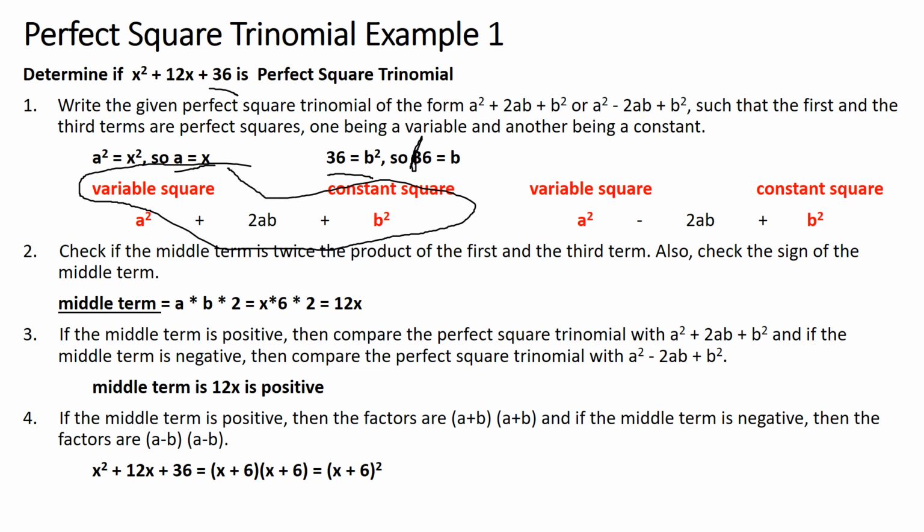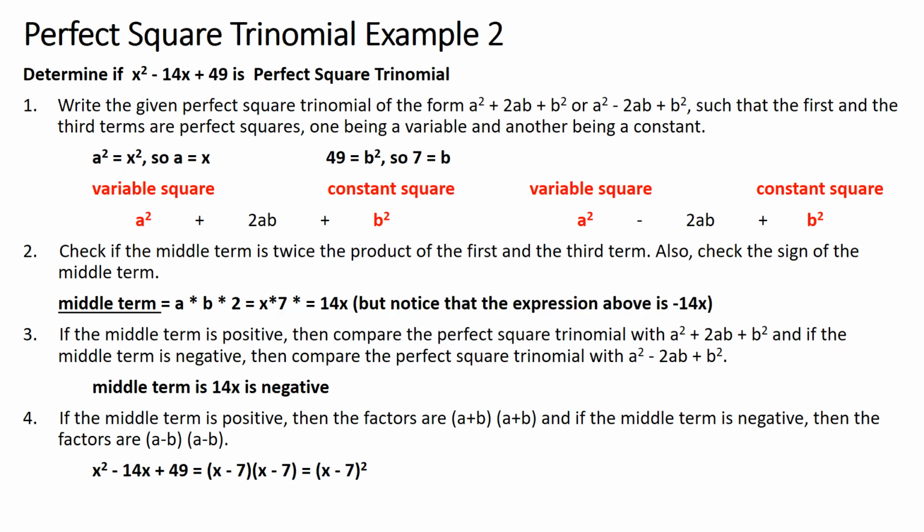My middle term, which is 2ab, would be my x, which is my a, my b, which is 6, and then times 2. X times 6 times 2 is 12x. So it's going to be x squared, which is my a squared, plus 12x, which is my 2ab, plus 36, which is my b squared, which is 6 squared, which is x plus 6 times x plus 6. Yes, it's a perfect square trinomial. Next, one with a minus, where I have a squared minus 2ab plus b squared, so I am using this version.